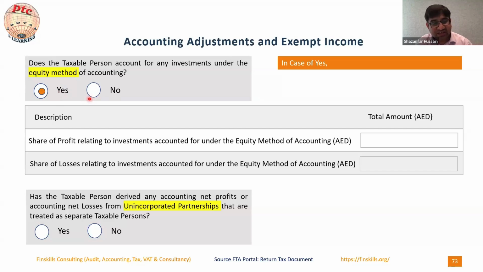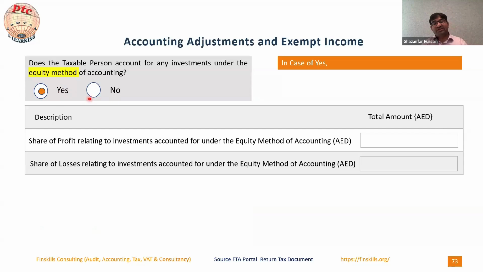But here we are saying in terms of the equity method, if we opt for yes, we have to provide the relevant information. How can we provide this relevant information? If our books of accounts are prepared appropriately, as in the previous section I was highlighting the chart of accounts, if our books are prepared in a way that can give us information in an appropriate way, then we are able to prepare our corporate tax return.